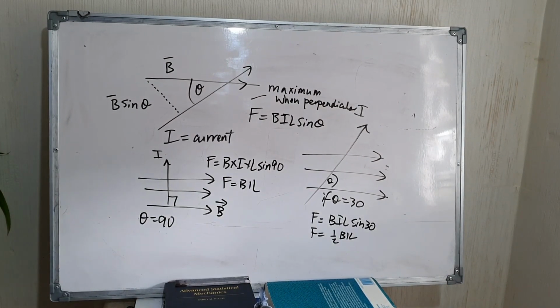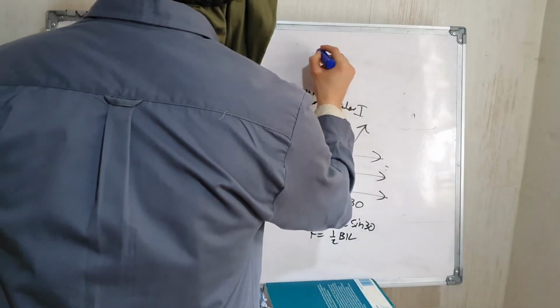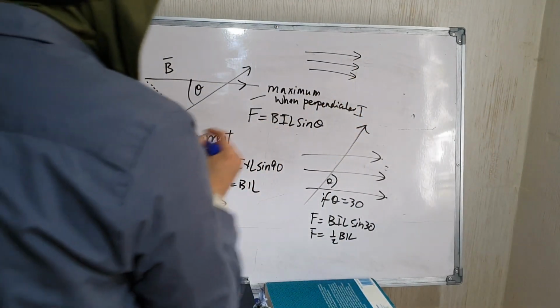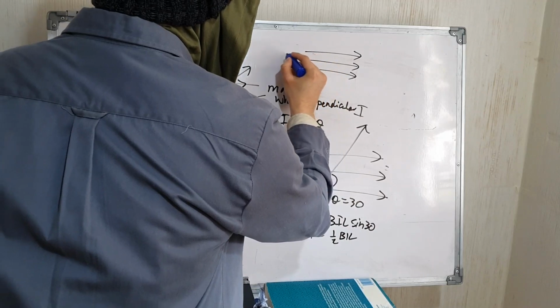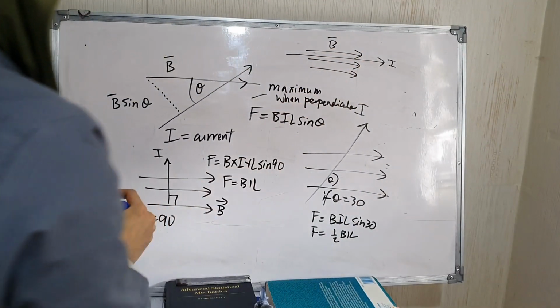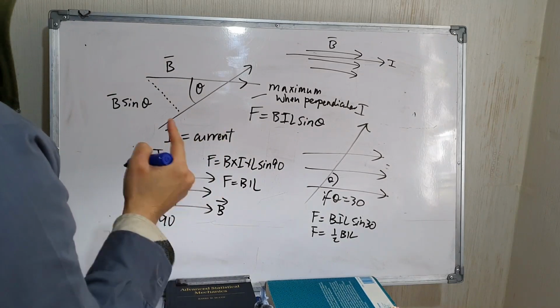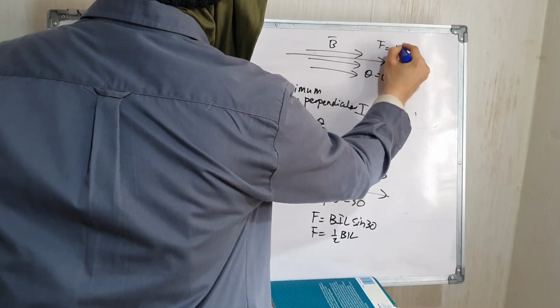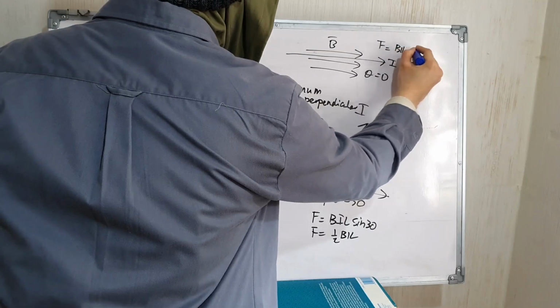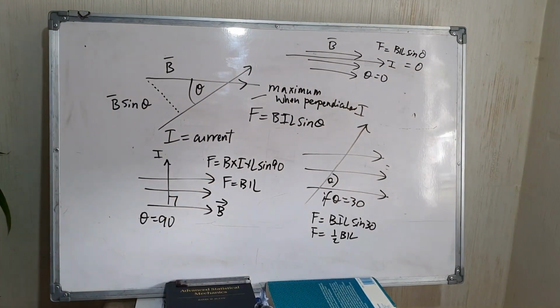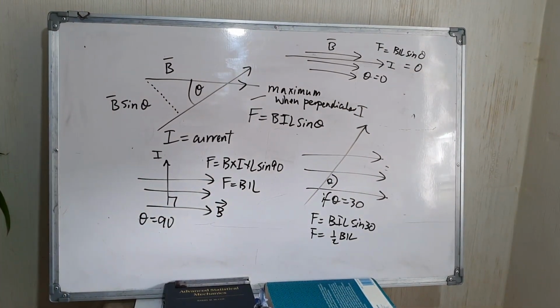What happens if it's 0? If the field lines are like so, and the current is here, theta is now equal to 0, and F is equal to BIL sine 0, that gives you 0. So when it's parallel, you get 0 force.